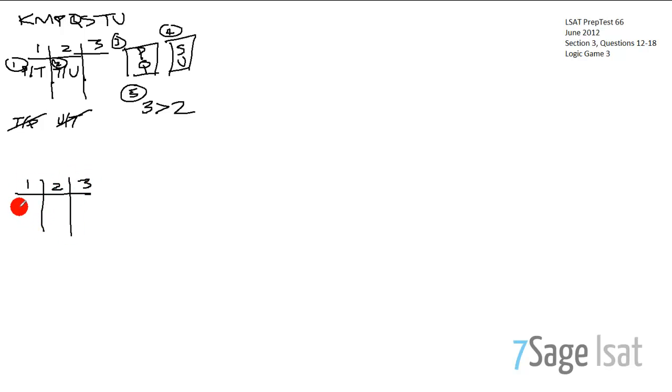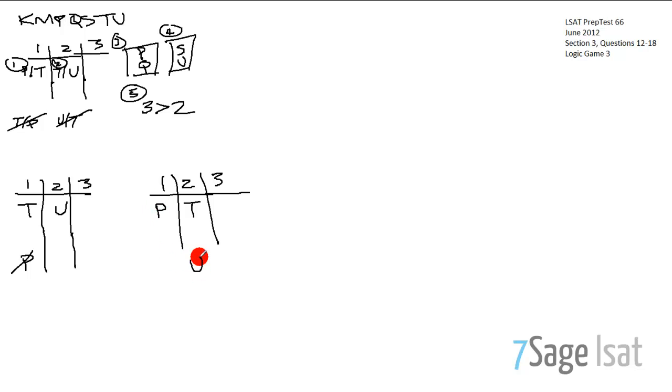Okay, so the first possibility is that T is in 1. If T is in 1, that means U is in 2. That means P is definitely not in 1, and we can just leave that there for now. Second possibility, let's say T is in 2. If T is in 2, then P is definitely in 1. There's no U in 2, and we'll leave that there as well. Third possibility, if T is in 3, that means P is definitely in 1, U is definitely in 2.